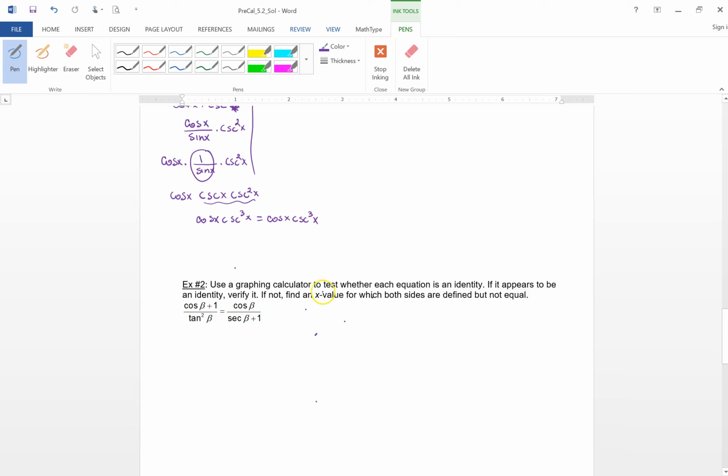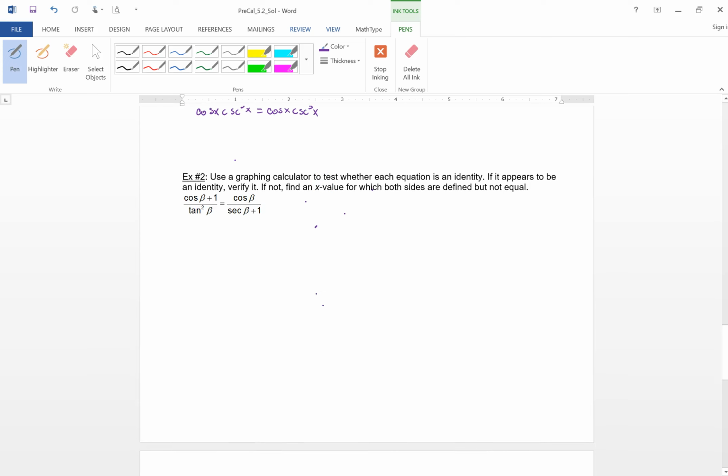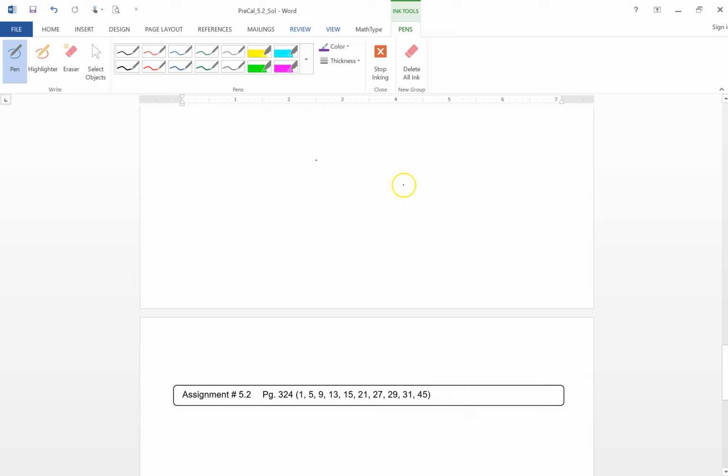All right. I'm going to skip this problem for now. So if on the homework there is one where you have to use a graphing calculator to test, just skip those problems.